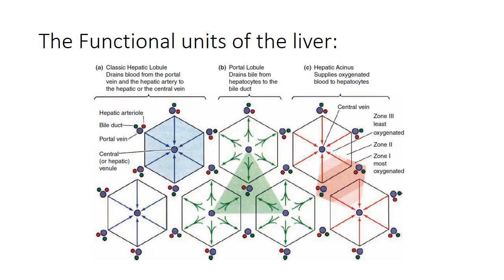Functionally, scientists have described the histology of the liver and its relation to its function in three ways. The first way is the classic hepatic lobule way of describing the histology of the liver, which we discussed earlier, where the liver is formed of hexagonal lobules. In the center we have a central vein, and in the periphery we have portal areas or portal tracts.